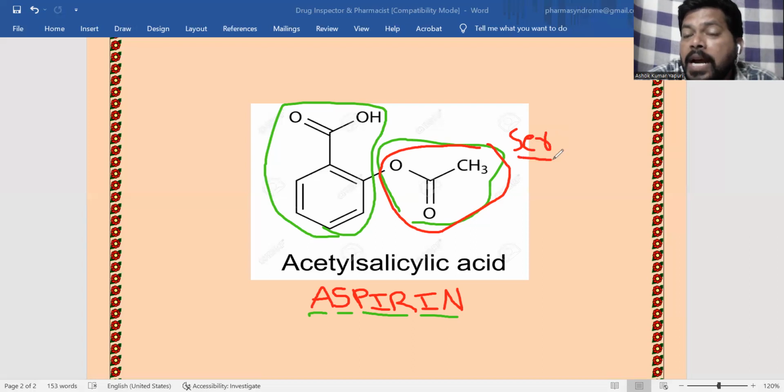Serine is a hydroxyl group containing amino acid, and this acetyl group, especially the O, will bind there. This acetyl group causes irreversible acetylation of the COX enzyme and prevents prostaglandin synthesis. Aspirin is the only NSAID that causes irreversible inhibition of COX enzymes, and all remaining NSAIDs are reversible inhibitors of COX enzymes. And here also, by the name itself, let's see some side effects of aspirin.